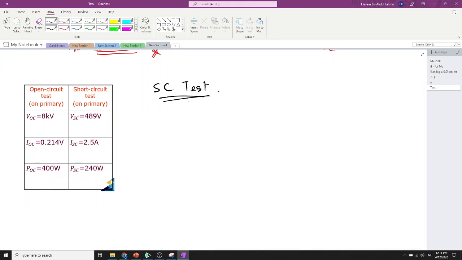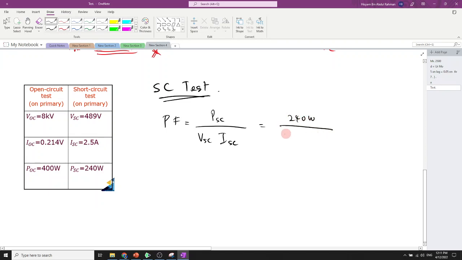Okay, so as I mentioned before, the first or the easiest thing to calculate is the power factor. Power factor is P short circuit divided by V short circuit times I short circuit. 200 watt divided by 489 times 2.5 current ampere, then become berapa dapat ni? 0.198. Okay, remember it's lagging.